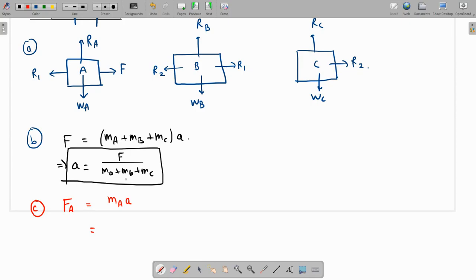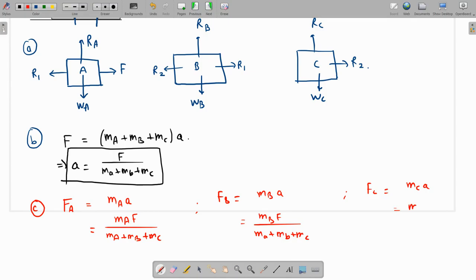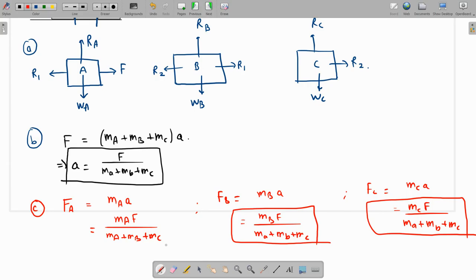And we already have the value of a. So the net force is going to be MA F over MA plus MB plus MC. Likewise, FB is going to be MB times a, so that's MB F over MA plus MB plus MC. And likewise, FC is equal to MC times a, which is MC F over MA plus MB plus MC. So these are the net forces on blocks A, B, and C.